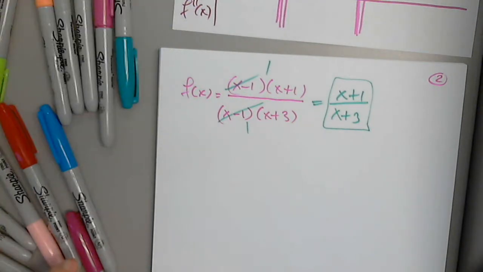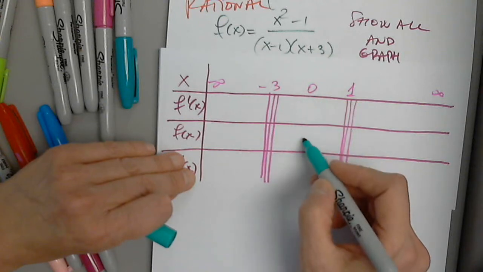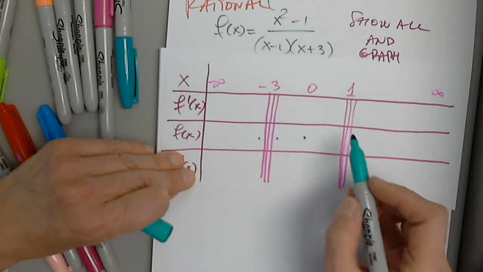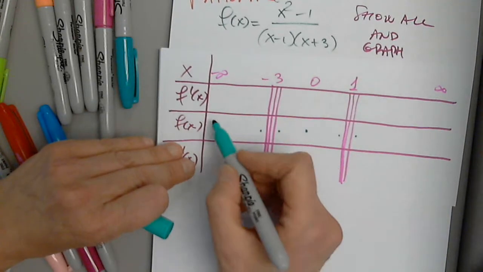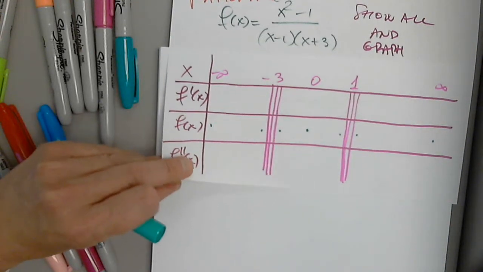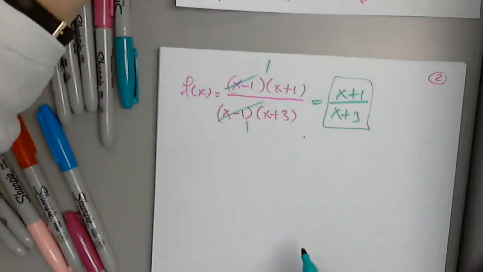Okay, very good. So now I would like to determine the x and y-intercepts. I would like to determine what happens at 0, what happens left and right of -3, what happens left and right of 1, what happens at -infinity, and what happens at +infinity. Ready? Okay, so let's find the x and y-intercepts first.